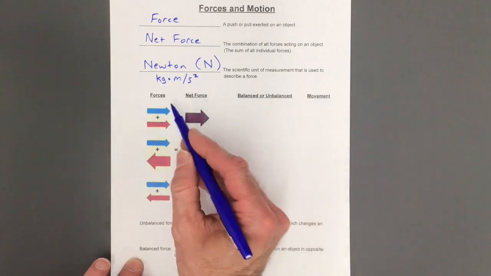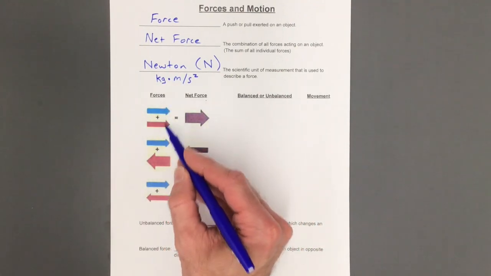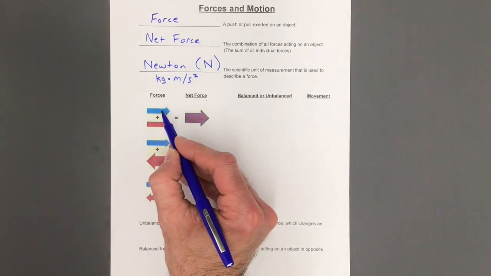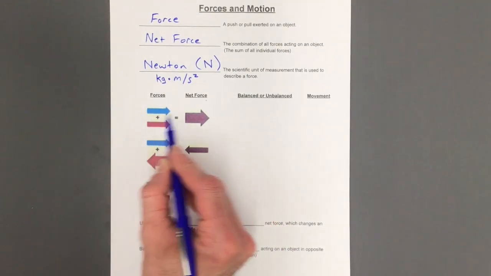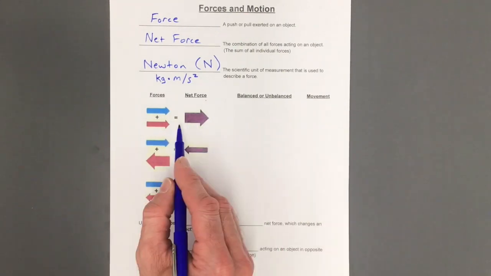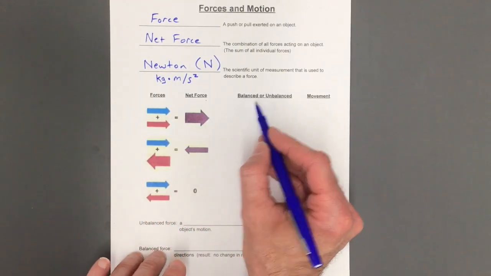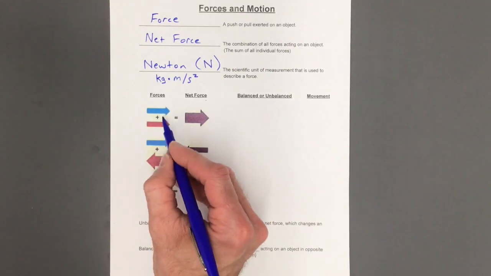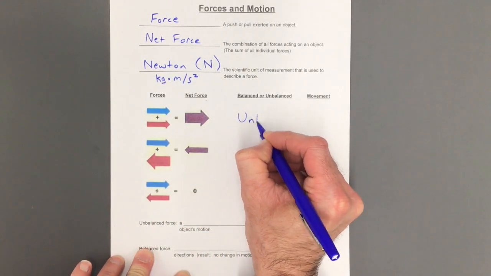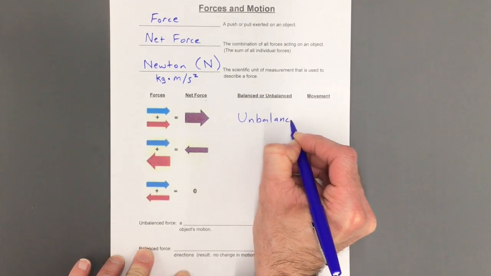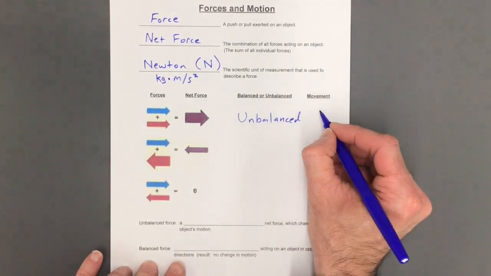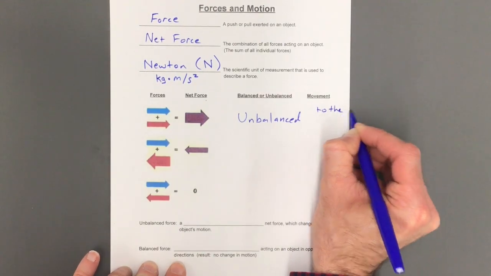So here, these blue arrows are going to represent forces going to the right. If this force and this force are both pushing an object to the right, the net force is larger and still pointing to the right. Because these forces do not cancel each other out, they are considered unbalanced. And the movement of this object is to the right.